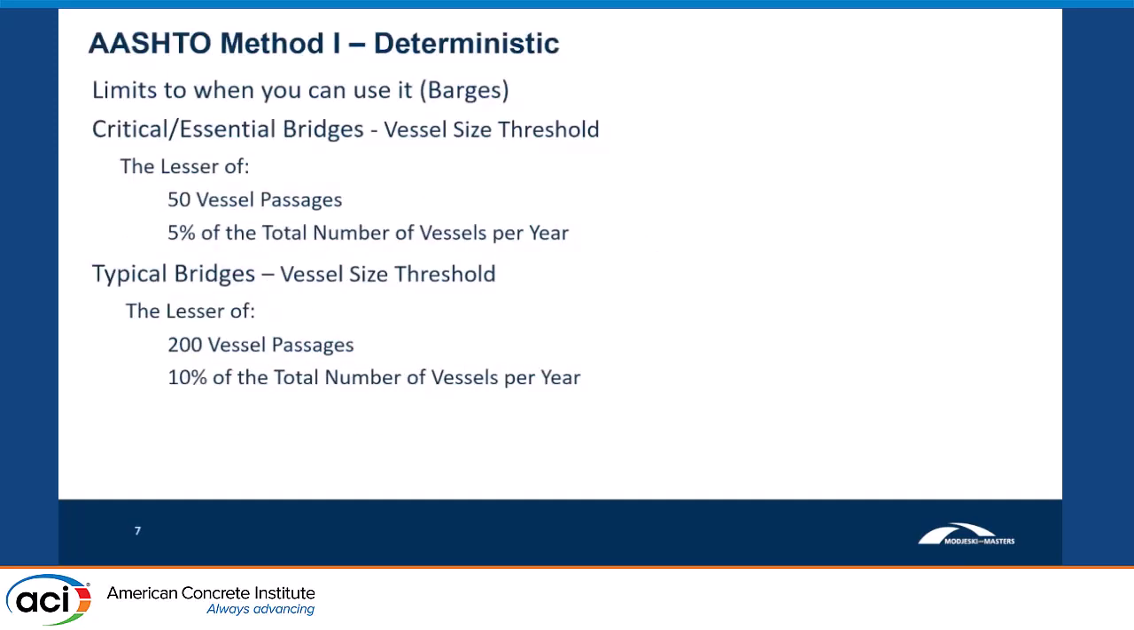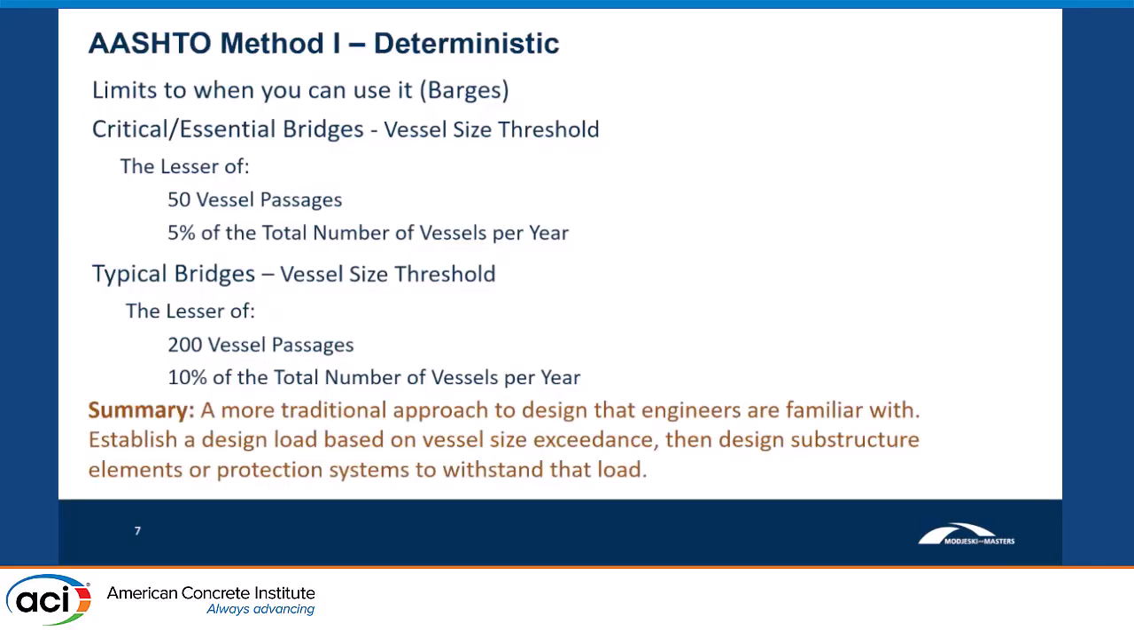So method 1, the deterministic method, has a limit on when you can use it, for smaller channels and mostly for barges. It is a more traditional approach that most designers are used to. It's written in a similar method as the rest of the code. You look at the number of vessels that use the channel, pick either the top 95% or the top 90%, and design your protection system or piers for that load.